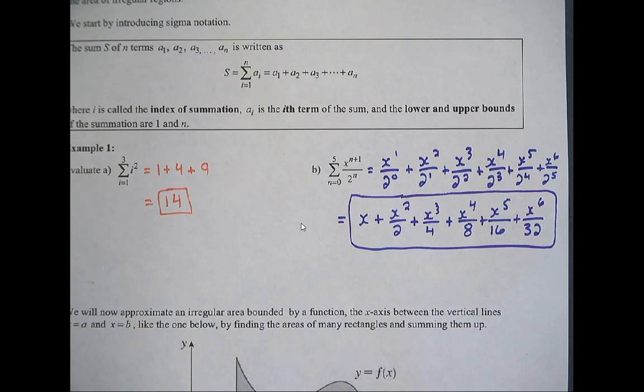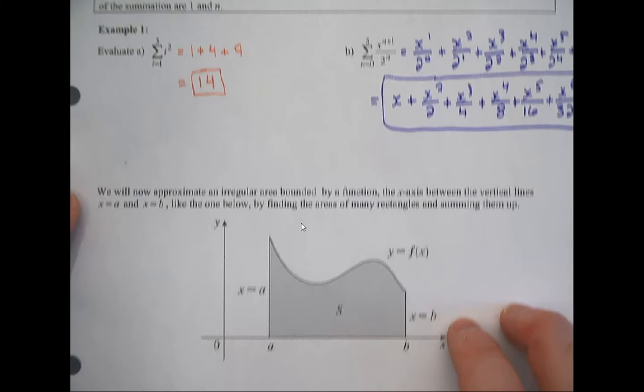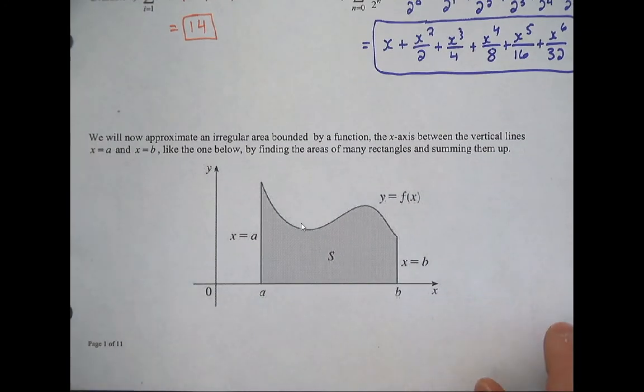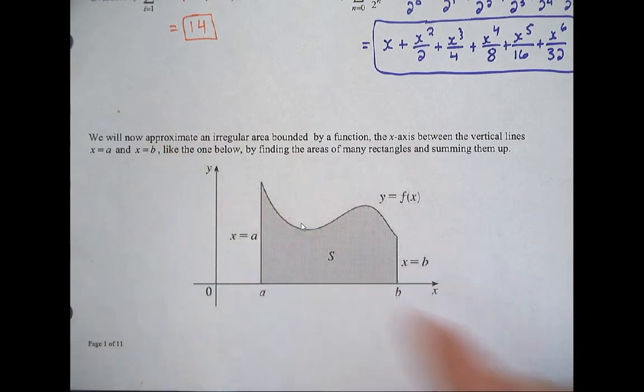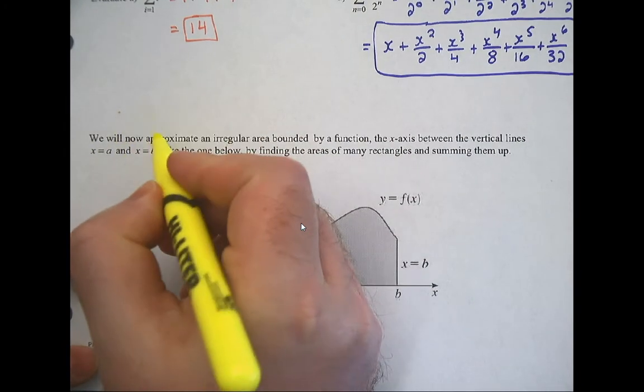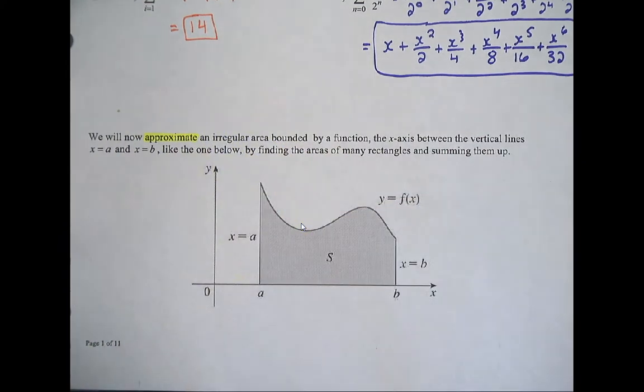All right, so how did we figure this out? How did mathematicians come along and figure this thing out? We will now approximate the irregular area. Now notice that key word there. Let's highlight that. We're going to just approximate for now. Approximate that area. And so how did mathematicians come up with this?